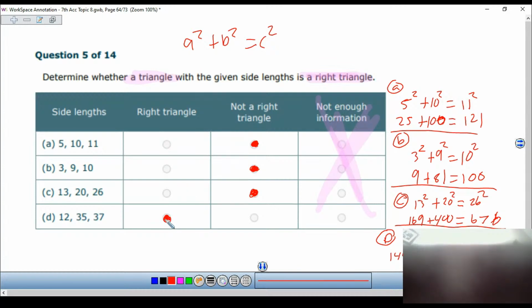Okay. Now, don't think that you're only going to find one. You might find 2 or 3, or maybe even all 4. Or they might all not be a right triangle. Don't just assume based on having 1 or only 2 or whatever.